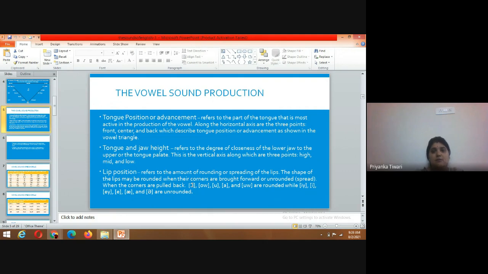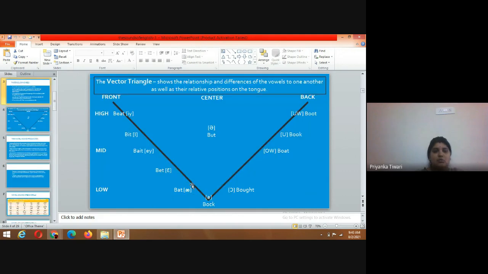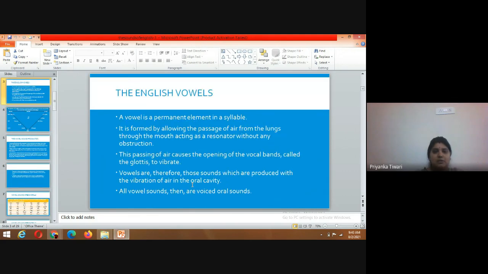This is the vertical axis, along which are three points: high, mid, and low. Lip position refers to the amount of rounding or spreading. The shape of the lips may be rounded, when their corners are brought forward, or unrounded, spread, when the corners are pulled back. So these are the things about the English vowel.